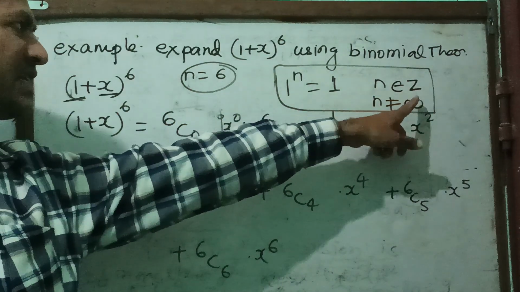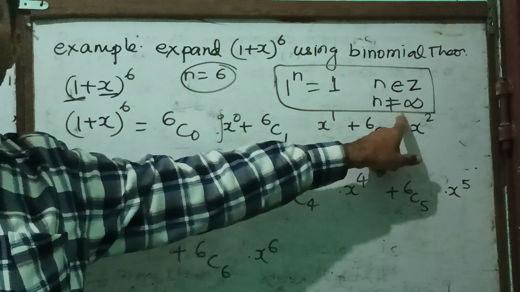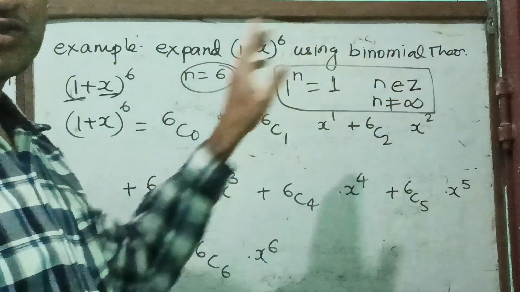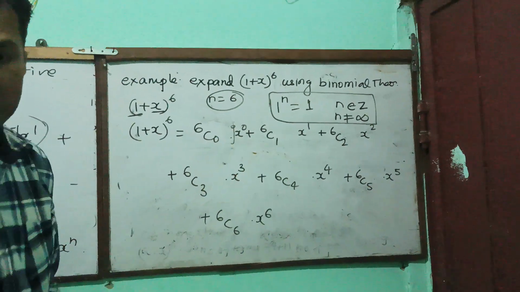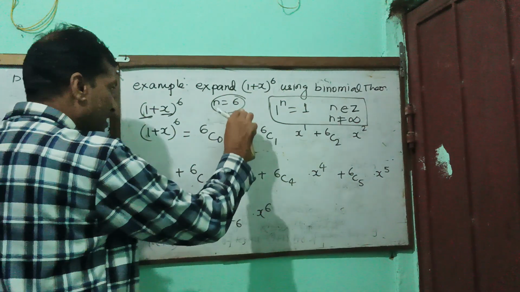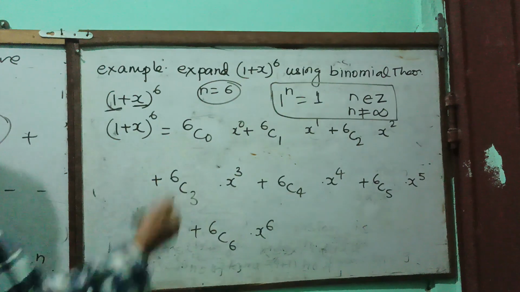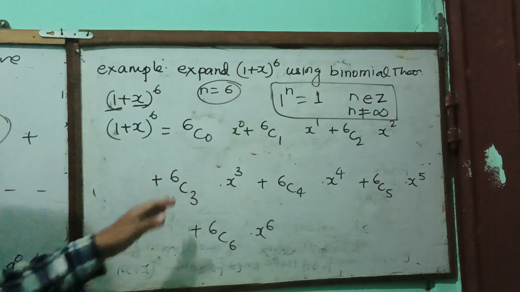n belongs to any integer, but n is not equal to infinity. 1 to the power infinity is not defined. Okay, so this is simply what we can write. One more thing, one more property we are going to do. Just go through this example and then we can define.